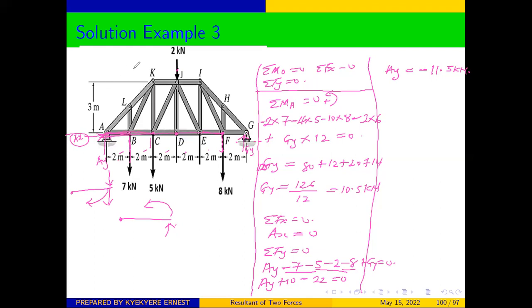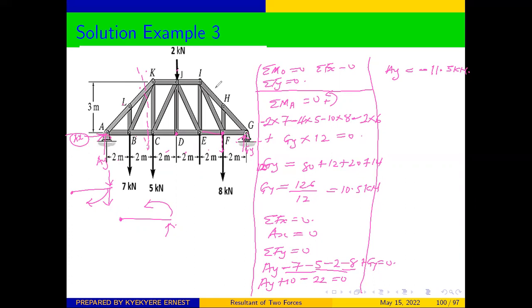Once you are done determining the external forces, what you need to do is to now section the part which we want to determine the forces. In this case, we are asked to determine the force in LK, BK, and then BC. Therefore, we are going to section like this. We are going to cut through those members.